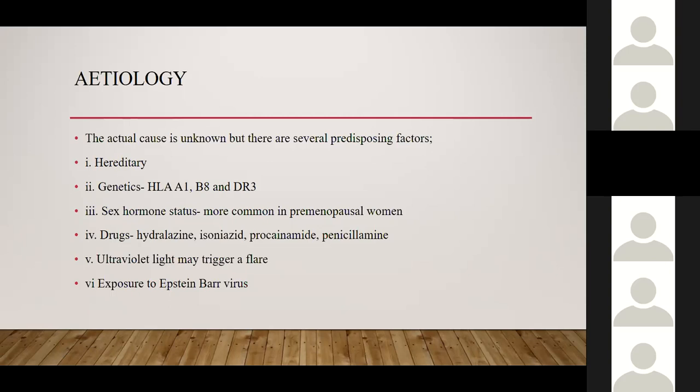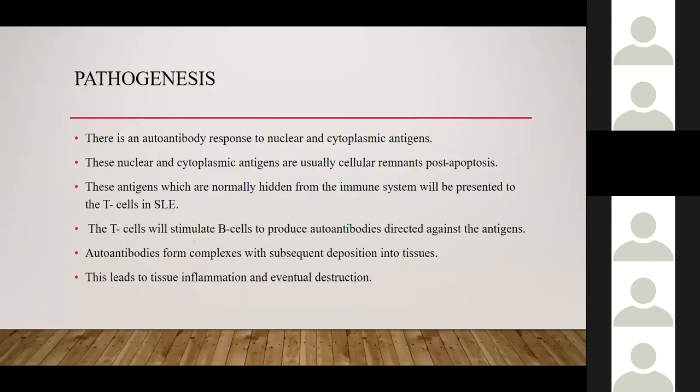Some medications like hydralazine, isoniazid, procainamide, and penicillamine have all been linked to triggering SLE. So these medications won't cause an SLE, but if you have a genetic or hereditary predisposing factor and you are exposed to these medications, your risk of developing a flare of SLE is quite high. The same for ultraviolet light. It won't cause an SLE per se, but if you have these familial predisposing factors we've talked about, then the risk of you developing the condition or flare is high. And then of course, exposure to Epstein-Barr virus would also put you at risk.